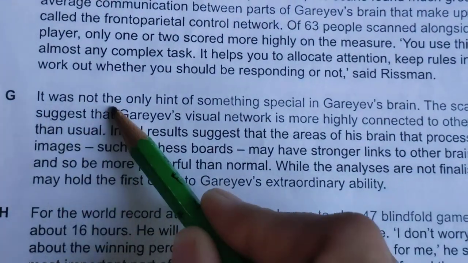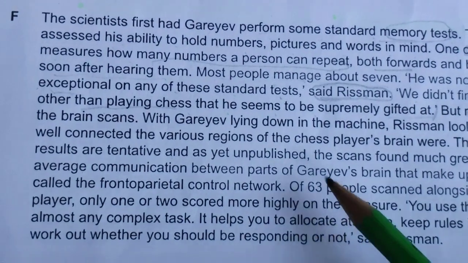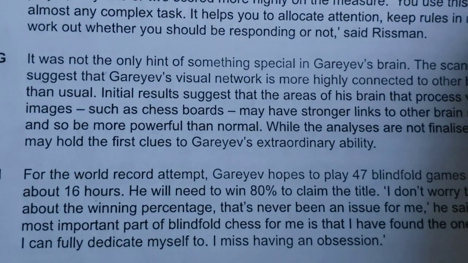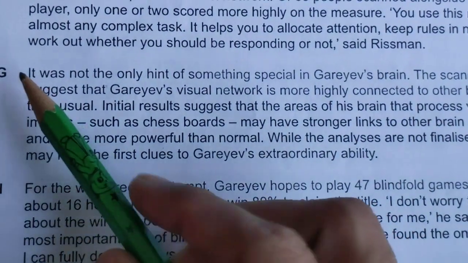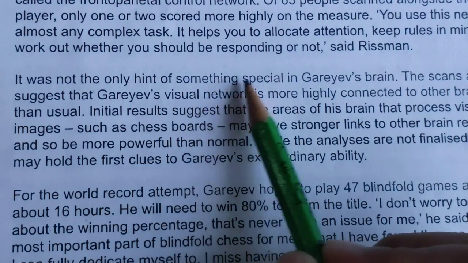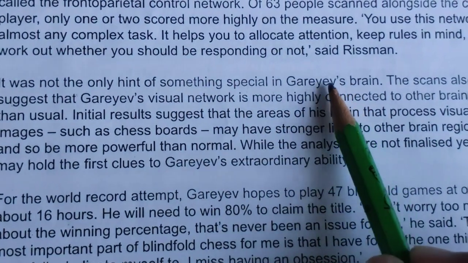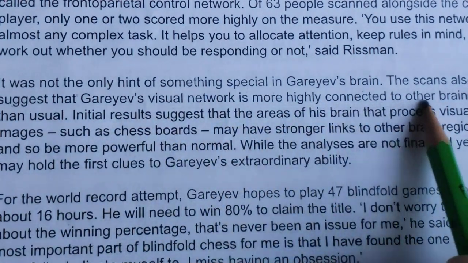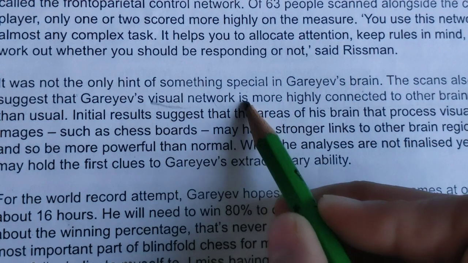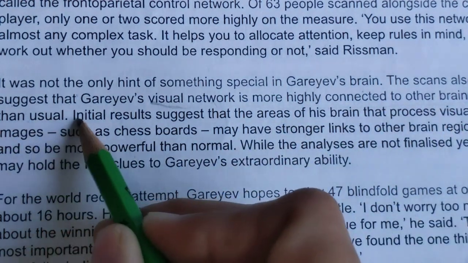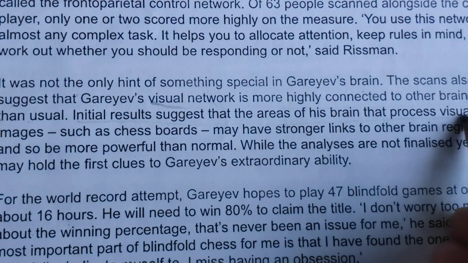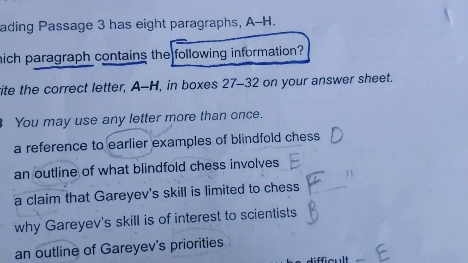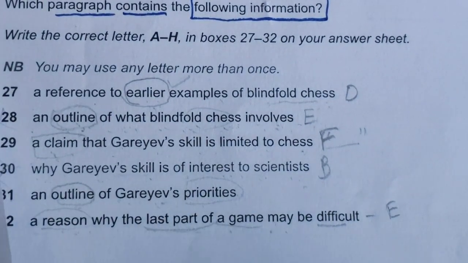I have left the whole paragraph because I have got the answer till here, but in the next type of question we may have to read it. So the G paragraph: it was not only the hint of something special in Gray's brain. The scans also suggest that the visual network is more highly connected to other brain parts. Initial results suggest that areas process images. Now they are talking about visual networks.